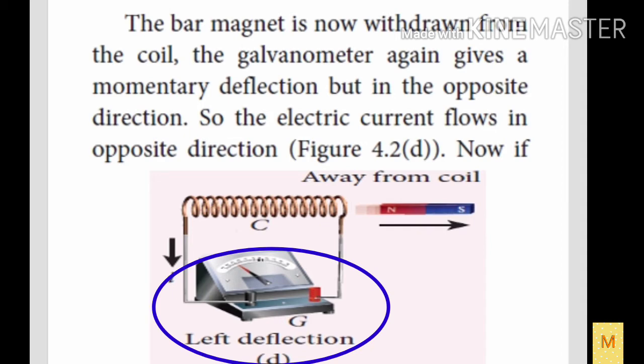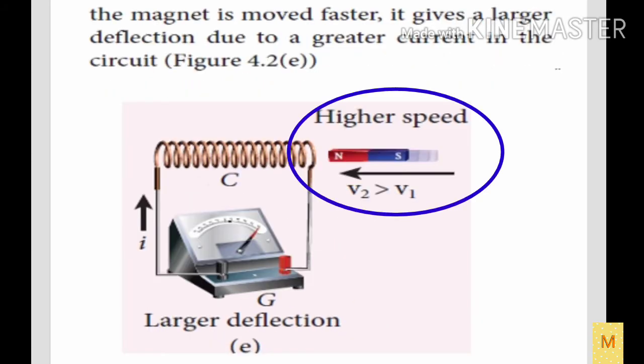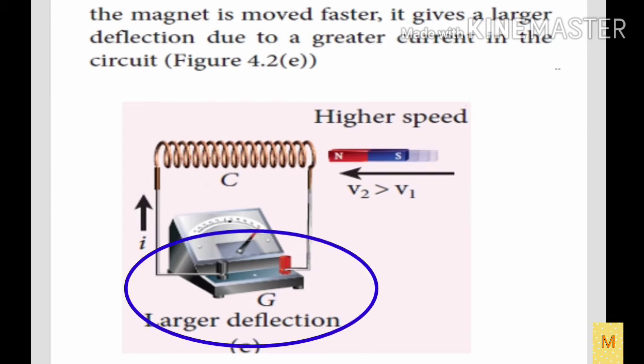Now the bar magnet is withdrawn from the coil. The galvanometer again gives a deflection but in the opposite direction, so that the electric current flows in an opposite direction. When the bar magnet is moved faster, it gives a larger deflection. Due to this, there will be a greater current in the circuit.